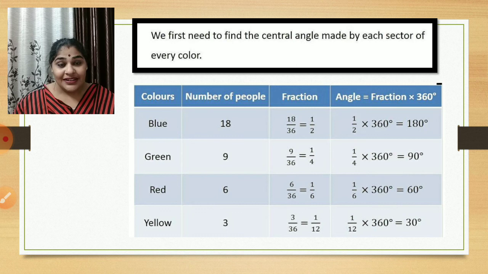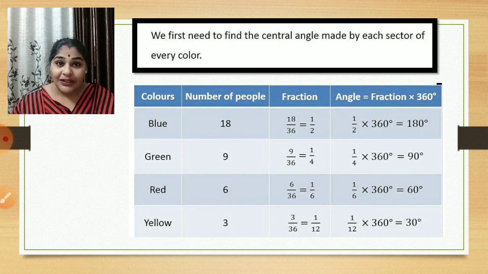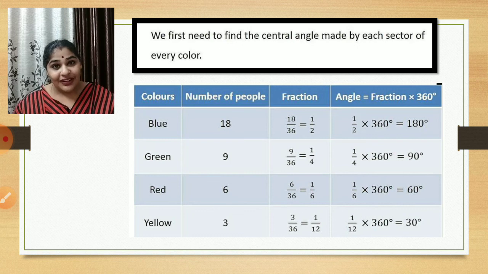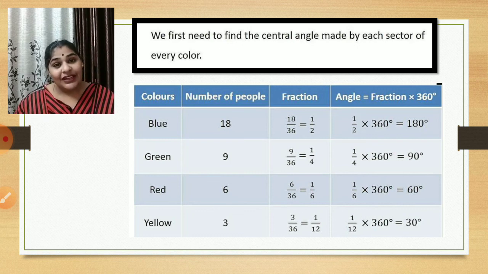The next color is red color. The fraction for it will be 6 upon 36, with 6 people given and the total number 36. So it is 6 upon 36, which is nothing but equal to 1 upon 6. And the last one is yellow color, where the number of people given is 3 and the fraction will be 3 upon the total number, that is 36. When we solve it into the simplest form, children, it will be 1 upon 12.